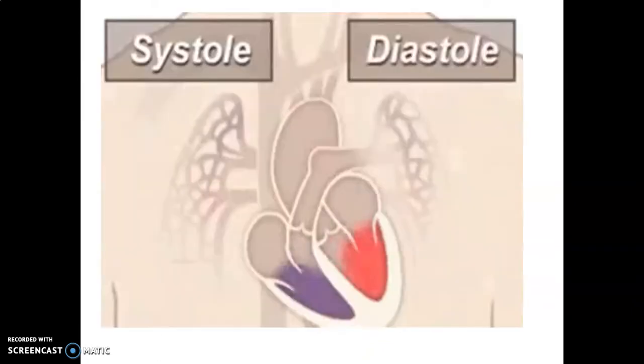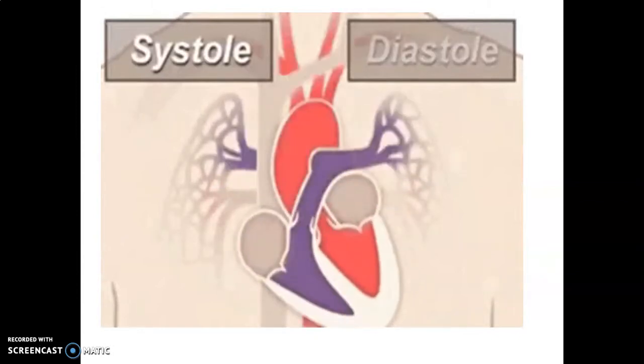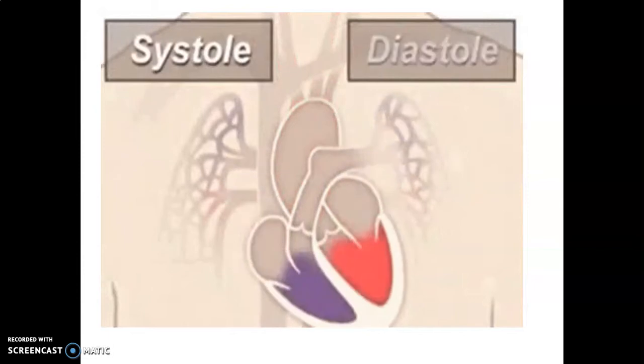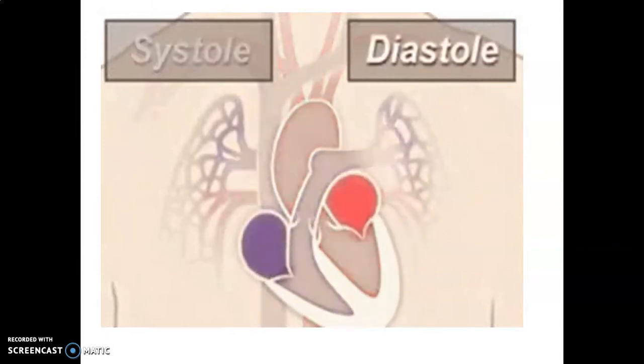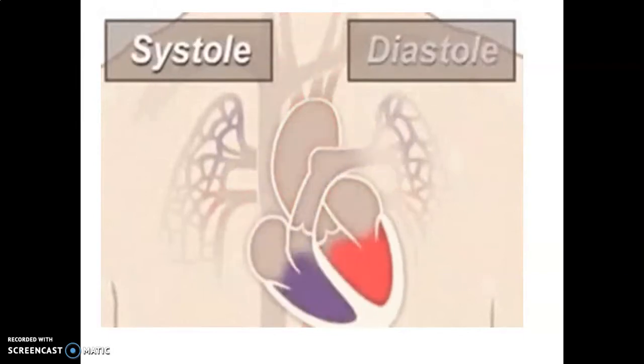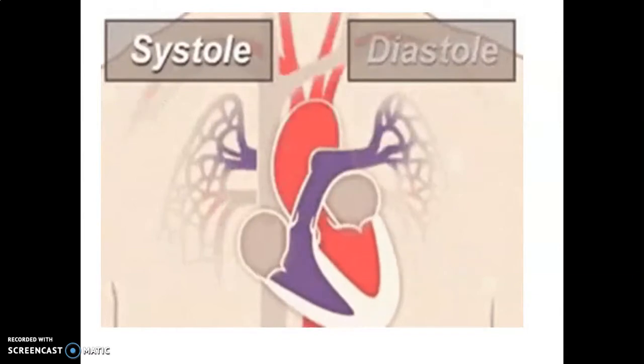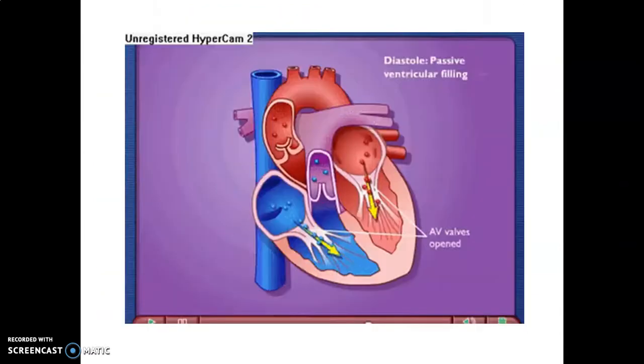Okay children, the next topic is the cardiac cycle. We have already studied the cardiac cycle, about systole and diastole. To begin with, all 4 chambers of the heart are in a relaxed state, so they are in joint diastole. I will show you that diastole.